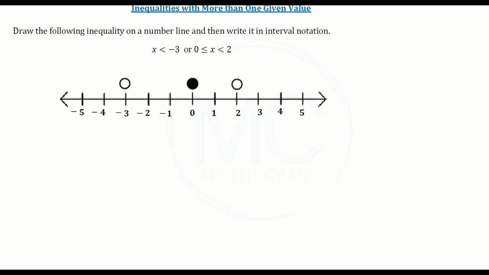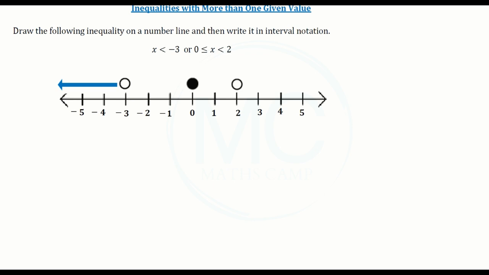Now we can draw our lines. X is smaller than -3, so we need to draw a line to the left of -3. X can take on any value smaller than -3, so our line will go on forever. This tells us we need to put an arrow in our line like this.